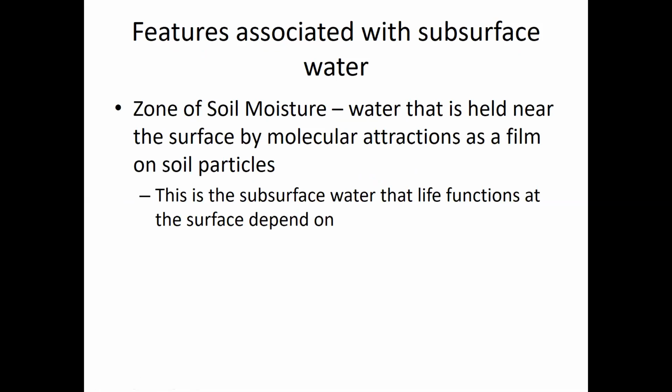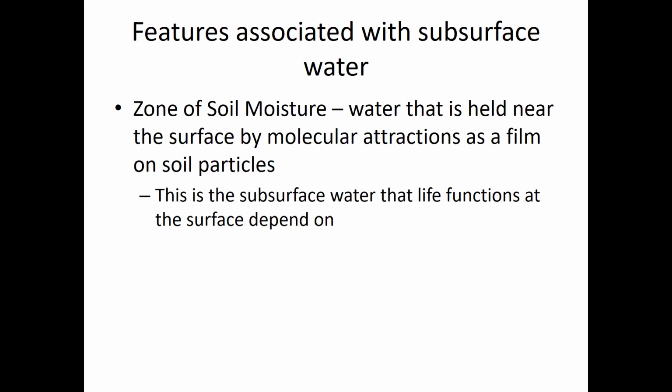So, features associated with subsurface water, we have different zones. The first is the zone of soil moisture. This is water that's held near the surface. Water molecules are polar, meaning that they have electrical charge, positive on one end, negative on the other. And that causes them to be attracted to other water molecules and to surfaces. That's how if you throw beads of water at a wall, some of the beads will stick to the wall because it adheres to surfaces.